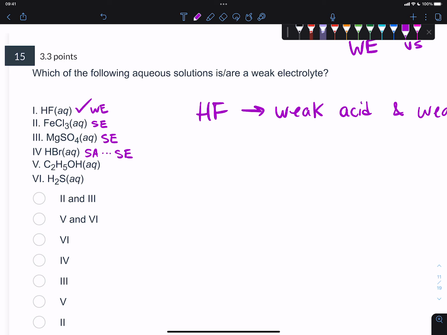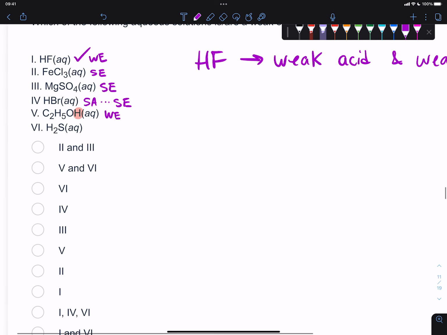This is ethanol. Ethanol is incredibly weak in terms of its acidity. That hydrogen ion here is just not going to dissociate very much. It has a pKa value that basically says it's going to stay as ethanol. So this is a very weak electrolyte, and it's basically not an electrolyte at all. It's just not an electrolyte effectively. And then you have H2S. That is going to be a weak electrolyte as well because it's not a strong acid.